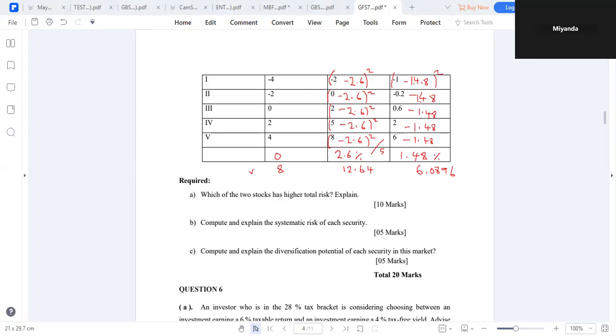So that's the variance, right? So we still need to find the square root. We found those variances, then what we do is we square root them to find the standard deviations. So what is the standard deviation for J?